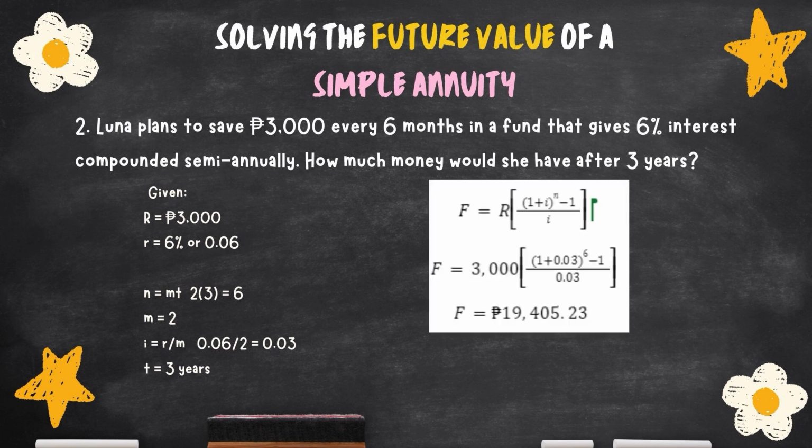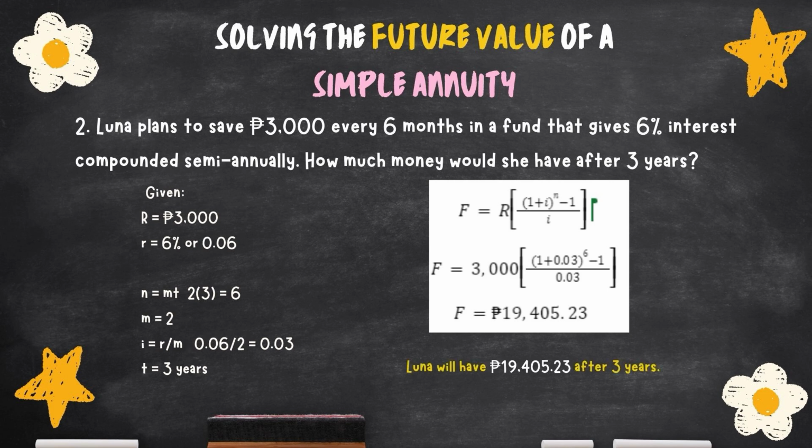Now we can evaluate. So we have F equals 3,000 times (1 plus 0.03) raised to the power of 6, minus 1, over 0.03. And that gives us the future value, which is 19,405.23 pesos. That means Luna will have 19,405.23 pesos after 3 years. So there, that's how we solve for the future value of a simple annuity.